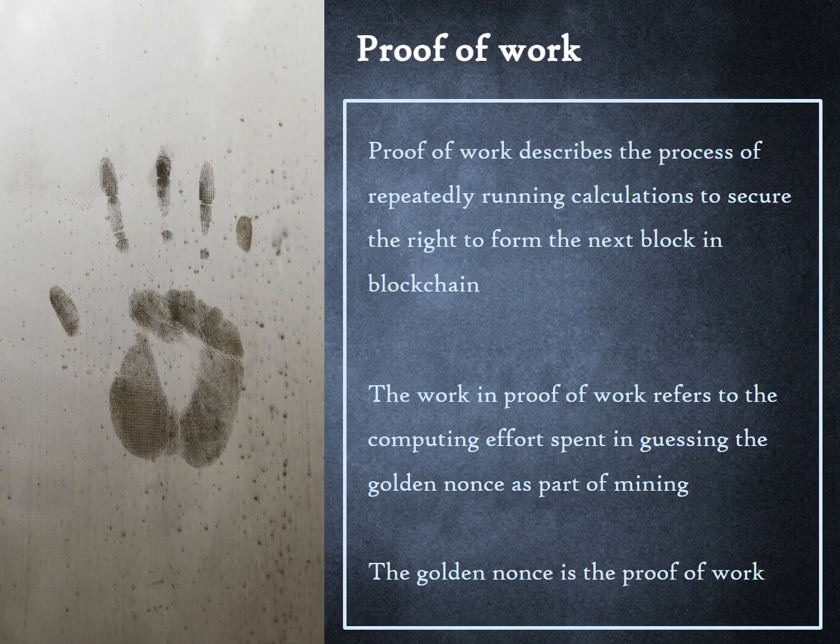Proof of work describes the process of repeatedly running calculations to secure the right to form the next block in blockchain. The work in proof of work refers to the computing effort spent in guessing the golden nonce as part of mining. The golden nonce is the proof of work.